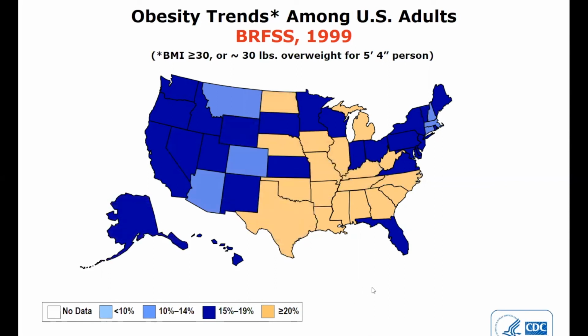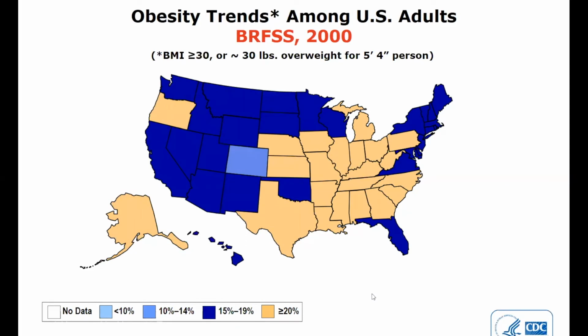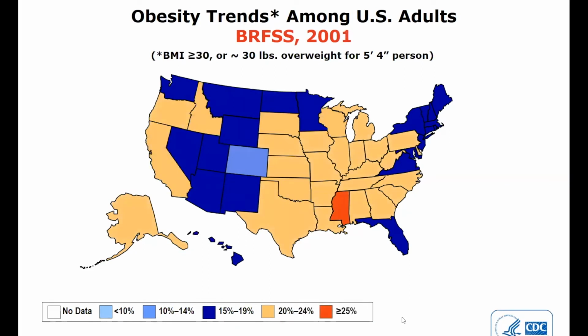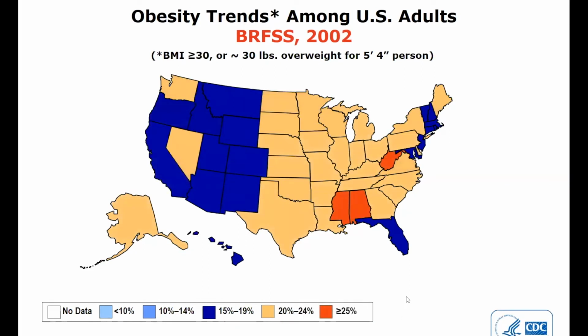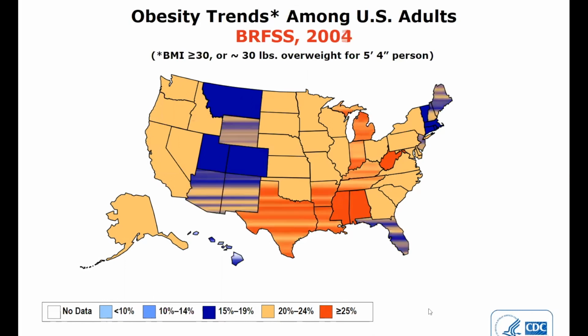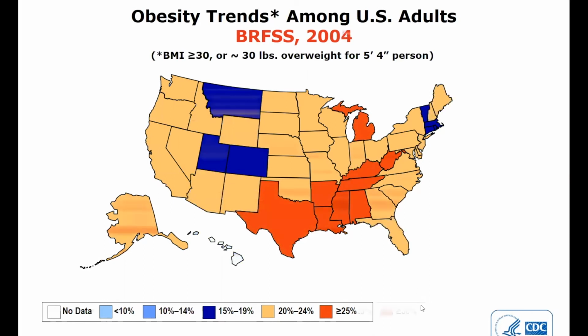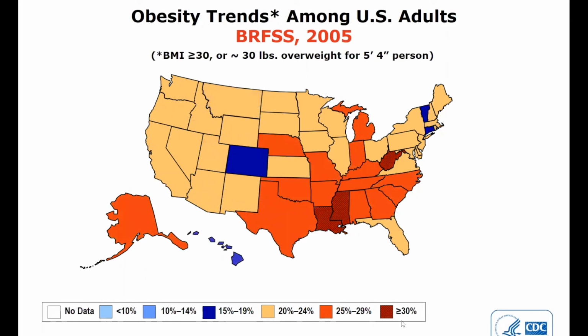99, 2000, 2001, 2002, 2003. We've added a new category here. Greater than 25% of the population is obese. 2004, 2005, a new category was added where greater than 30% of the population was obese.